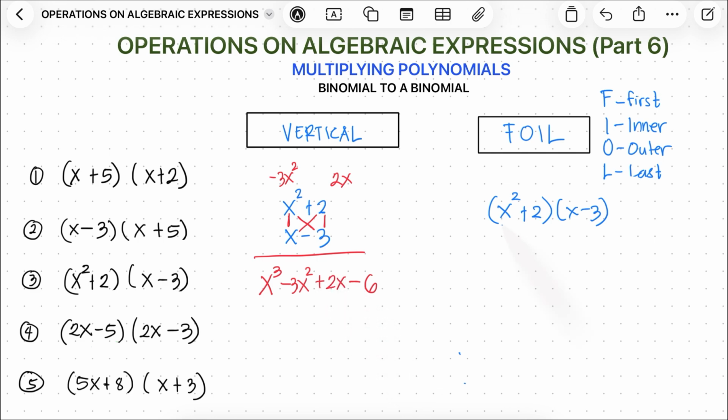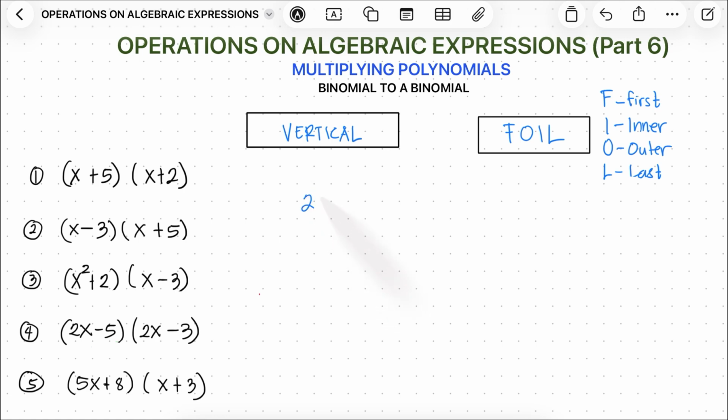Okay, FOIL method, first terms, so x cubed. Inner terms, positive 2x. Outer terms, that's negative 3x squared. And then we have last terms, 2 times negative 3, so that's negative 6. All right, there are no like terms here, but we can arrange them in order from highest exponent to lowest. So x cubed minus 3x squared plus 2x minus 6.